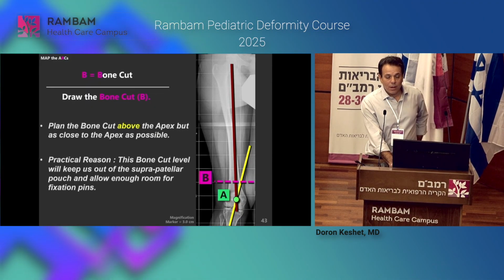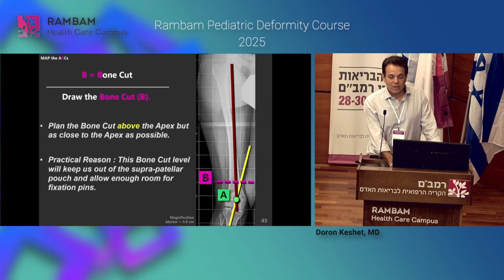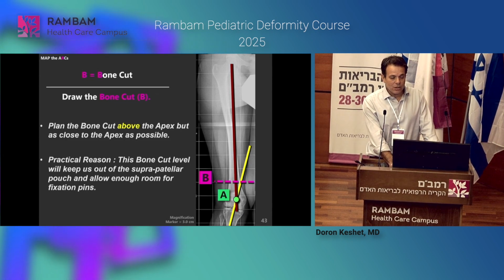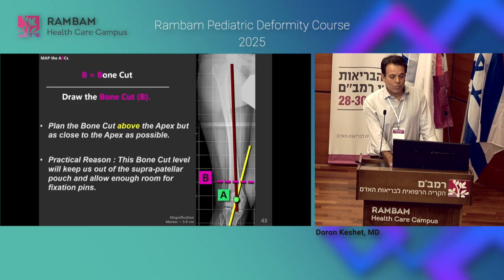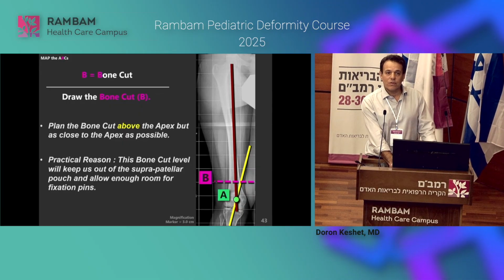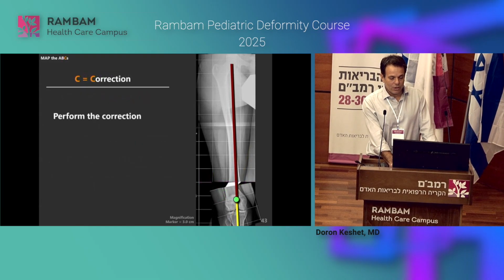We plan the bone cut above the apex, but as close to the apex as possible, because we learned we want to minimize the translation. But also we have some practical reasons here, rationale. The bone cut level will keep us out of the joint, above the suprapatellar pouch, and also allow us enough room for fixation. So sometimes we have to put in some practical reasons when we make our bone cut.